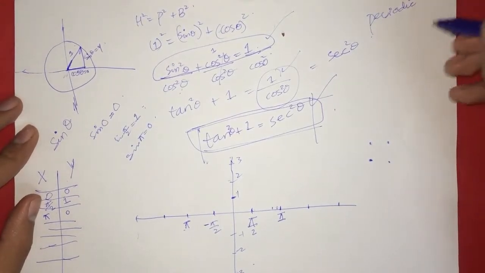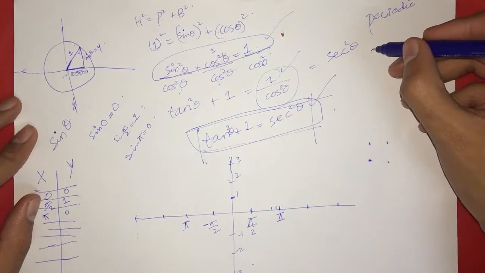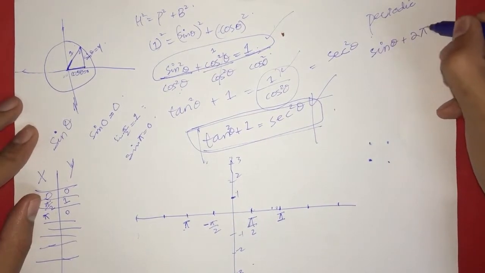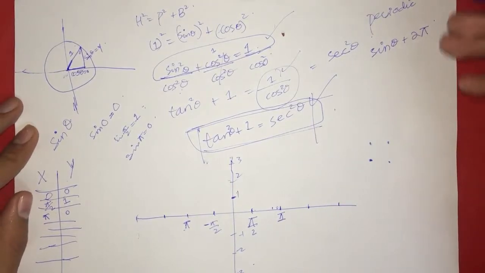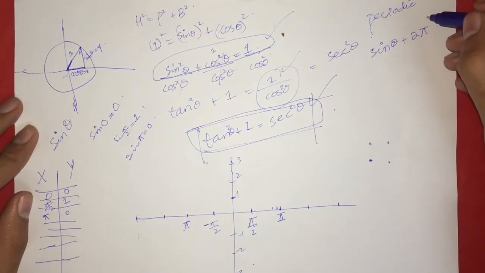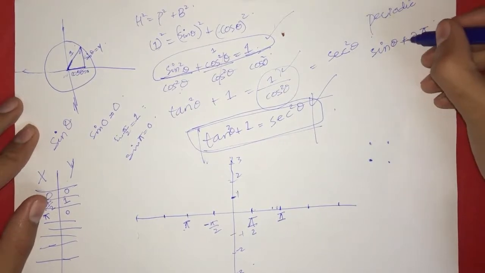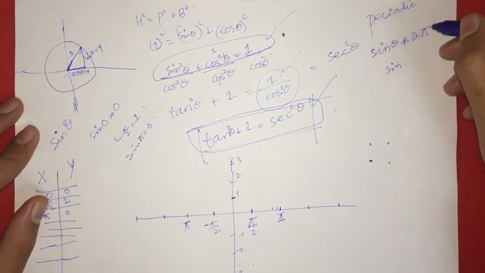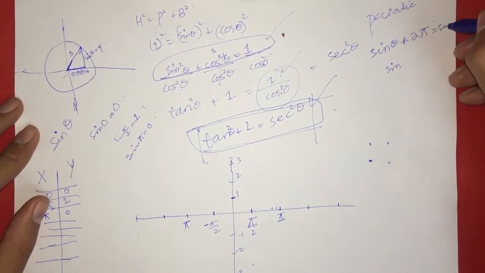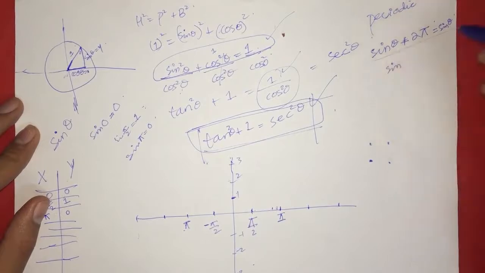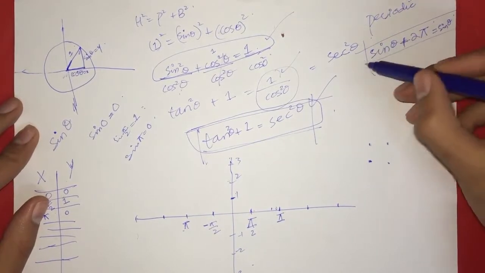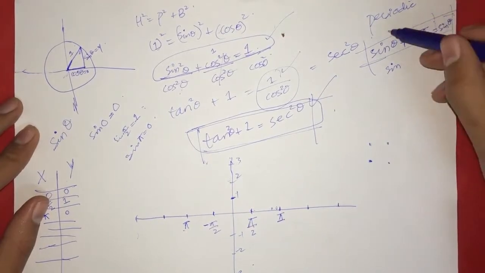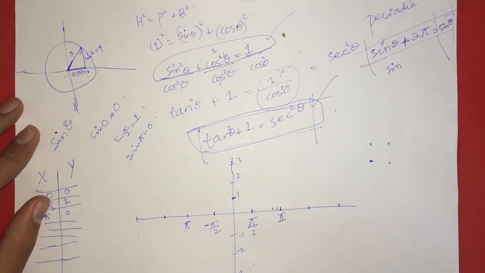Or you can also say that, for example, you add a constant, say sine theta plus 2 pi. So what is 2 pi? 2 pi is just the circumference of the circle, and if you add 2 pi, the function is going to be the same. There will be no difference. So sine of theta plus 2 pi equals sine theta itself. When adding a constant gives you the same function, this kind of function is called a periodic function.